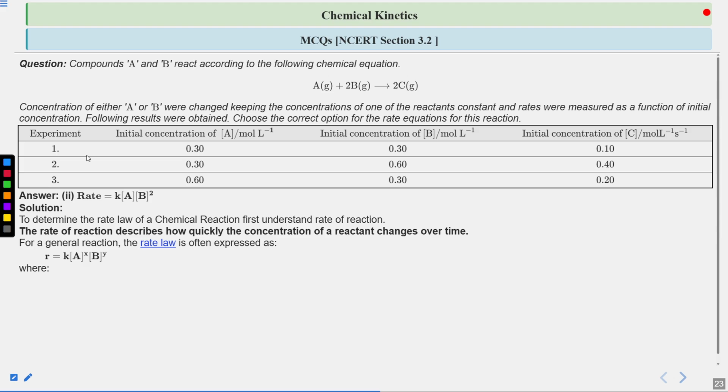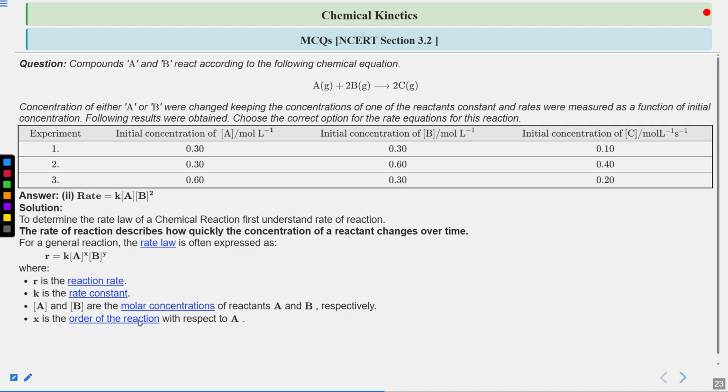Here R is the reaction rate, K is the rate constant, and A and B are the molar concentrations of reactants A and B respectively. X is the order of the reaction with respect to A. Similarly, Y is the order of the reaction with respect to B. The overall order of this reaction is going to be the sum of X plus Y.